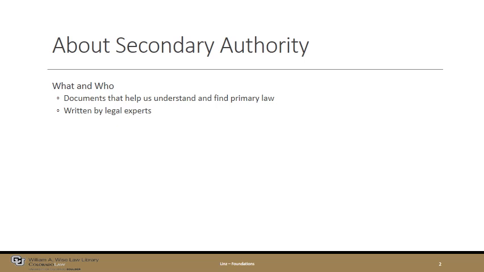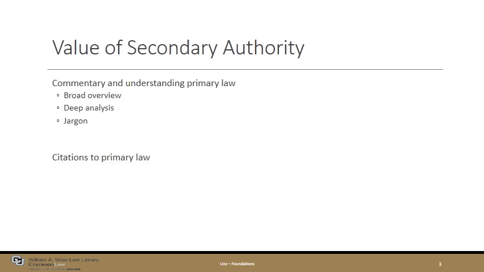So what is secondary authority? Secondary authority, also sometimes called secondary law or secondary resources, are documents written by legal experts that help us understand and find the primary law. So it provides commentary on the primary law, and it gives us a contextual picture for how the primary law works, what are the key cases in an area or key statute, how courts have interpreted the statutes, what's the constitutional provision. It helps us understand what the primary law is.